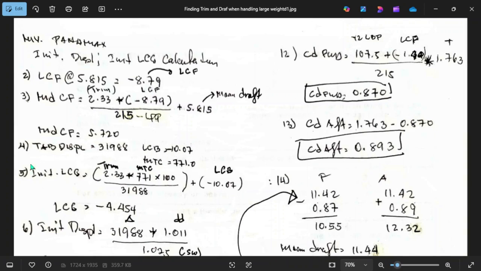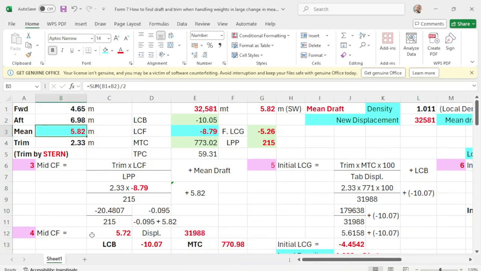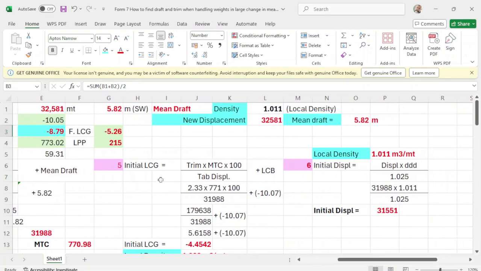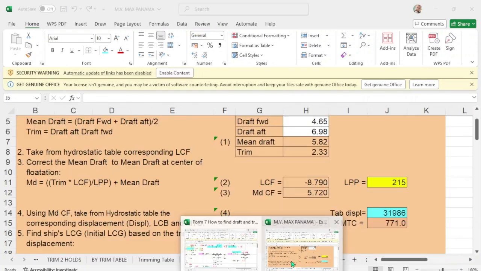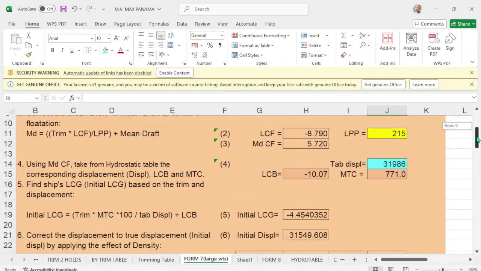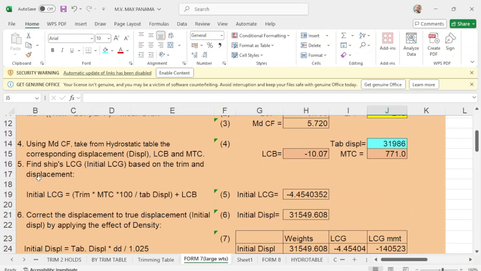Okay, so we go now to number 5. We have already done number 4. Number 5 is to find the initial LCG. The formula is trim times MTC times 100 over displacement plus LCB. This is the answer of number 5.